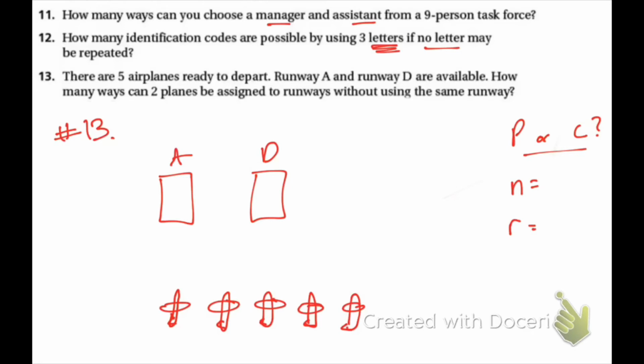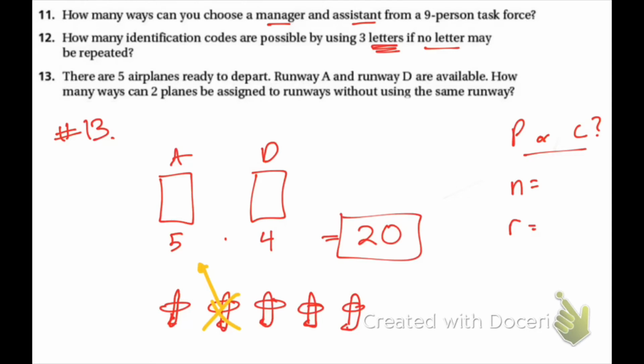Now, for my first runway, let's look at A. Now you can't go at the same time, obviously. So you have 5 options here. And then once you select a plane, let's say I select this one, goes first. Well, then how many options do you have for the second one? You have 4. So this is using the fundamental counting principle, and that would give you a total of 20 different ways.